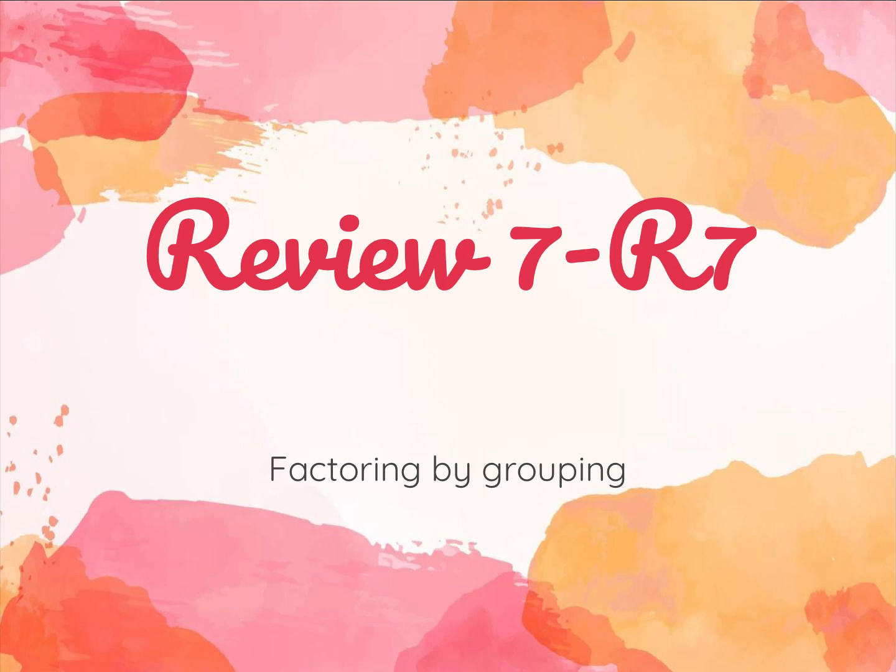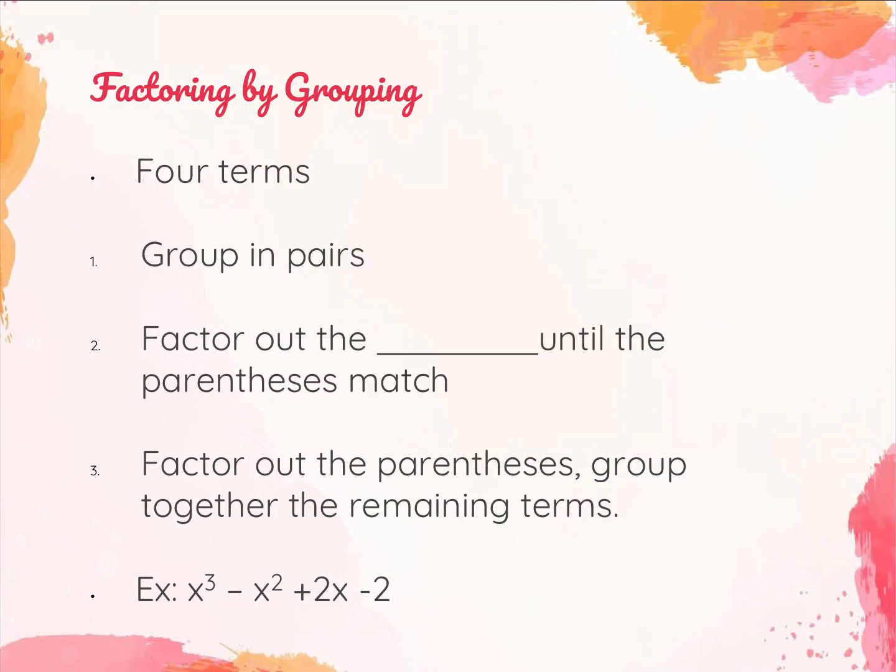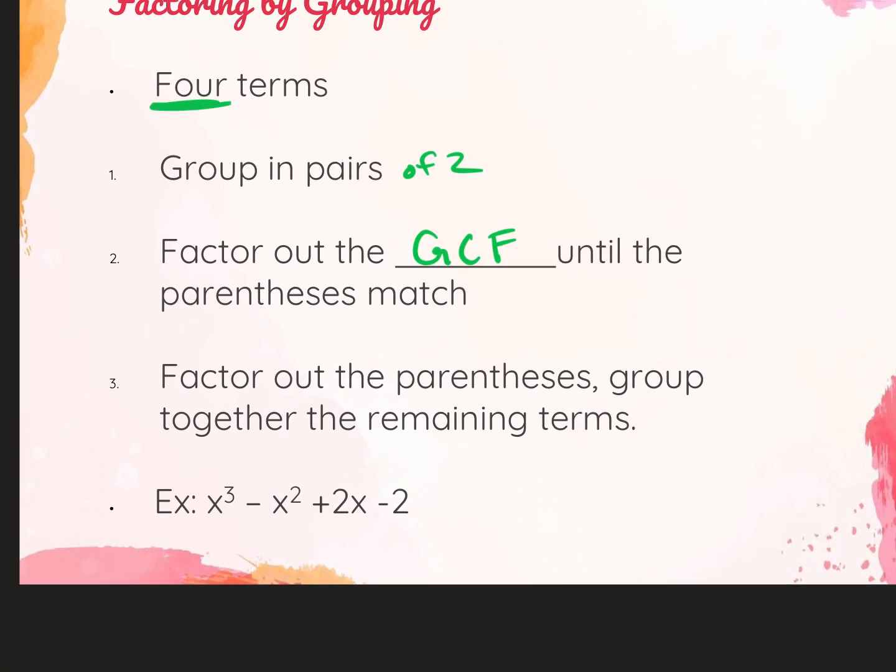We're going to continue factoring, but talk about a different type of factoring, which is factoring by grouping. We factor by grouping when we have 4 terms. Anytime you have 4 terms, you always want to try to group. You group in pairs of 2. You factor out the GCF until the parentheses match. And then you factor out the parentheses, group together the remaining terms.